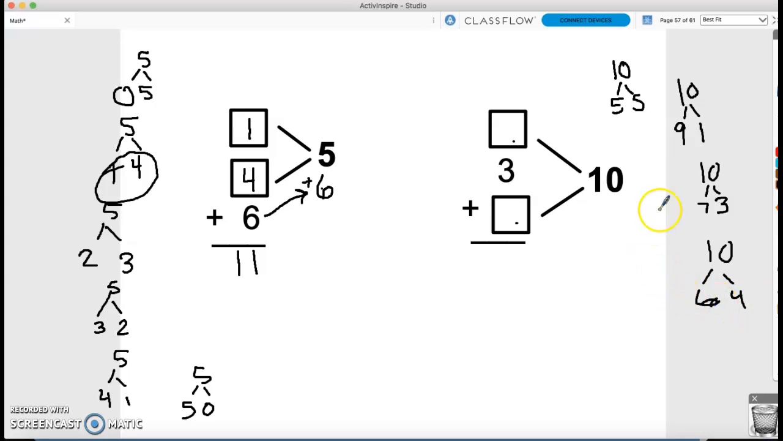And I think today I'm going to choose 5 and 5. So 5 and 5 are 10. But remember, we have to still add our third number. So we have to add that to 3. So 10 plus 3 is 13.